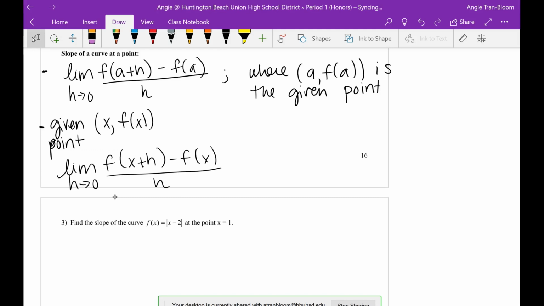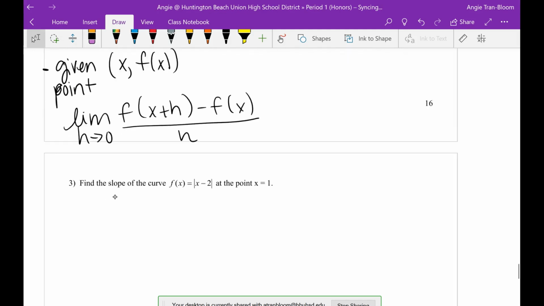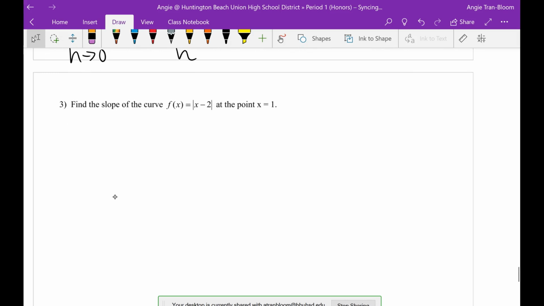Okay, this is example 3, which is going to be new for all of us. Find the slope of the curve f of x equals absolute value x minus 2 at the point x equals 1. Again, they give you 1 point, and they want you to find the slope of this curve at this point. Well, I'm going to need a y value.